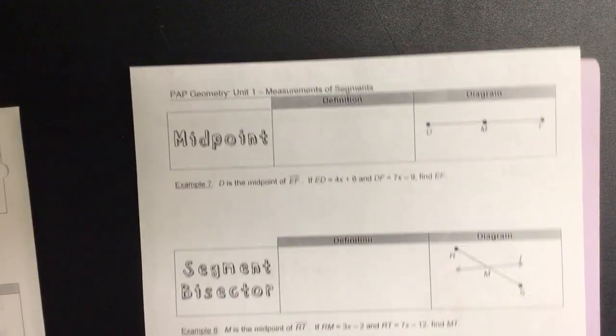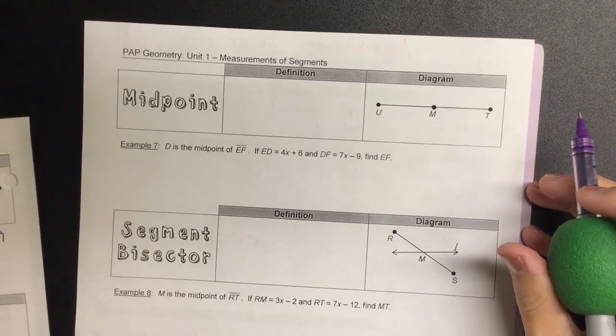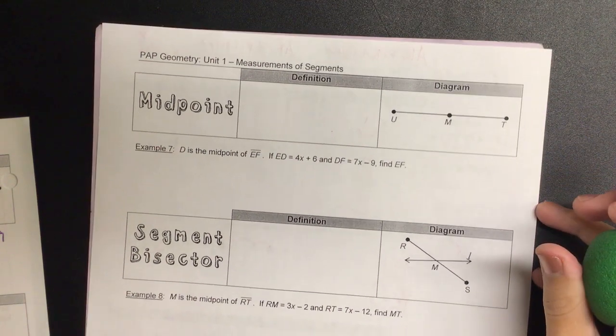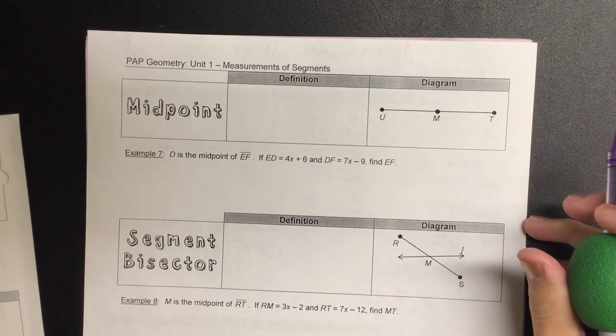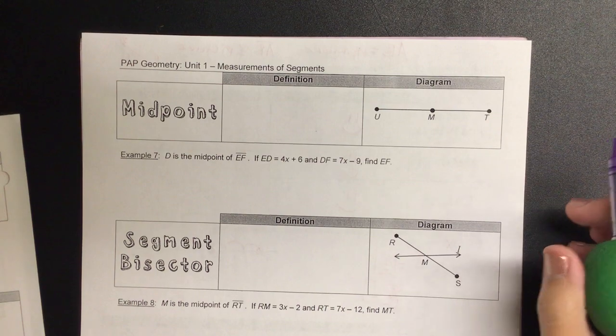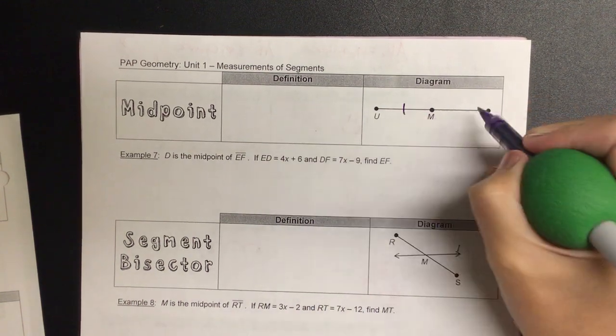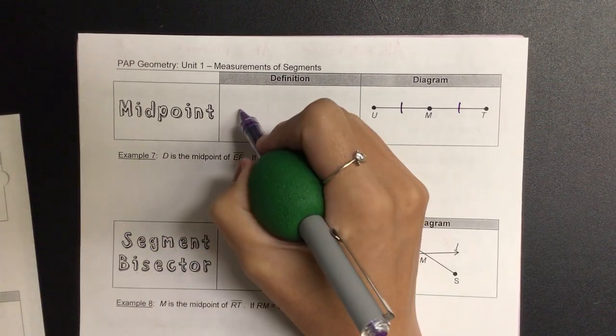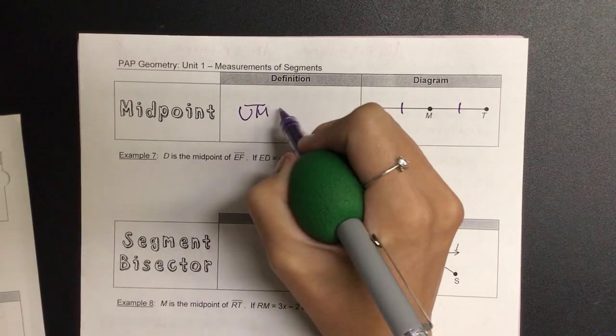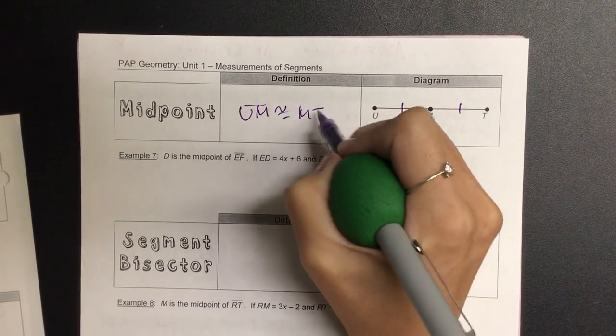Okay, midpoint. So midpoint means, how many midpoints should there be in a segment? There should be exactly one, exactly in the middle. So that means these two are congruent too. So let's go ahead and say UM is congruent to MT.